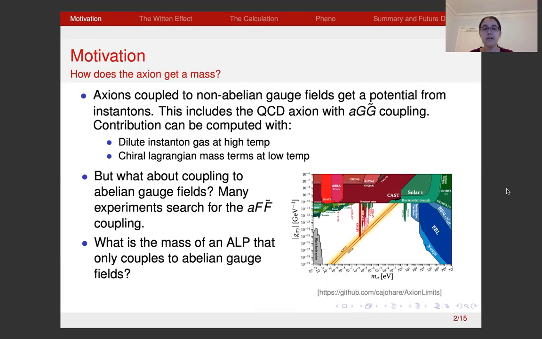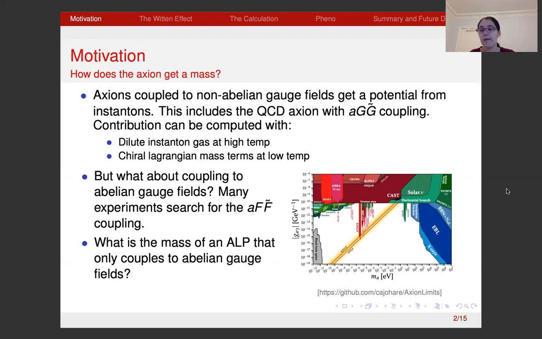Now in this case, the contribution can be computed in multiple ways depending on which regime we're in. In the high temperature regime, it can be computed using a dilute instanton gas approximation. In the low temperature regime, it can be computed from the mass terms in the Lagrangian. But what we usually measure isn't the axion-gluon coupling because it's difficult to measure. Instead, we usually measure the axion-photon coupling. And that's what you can see in this plot on the bottom right from GitHub.